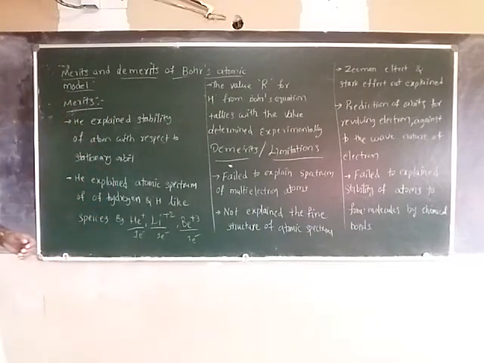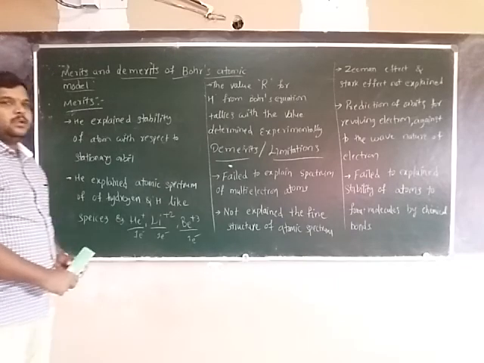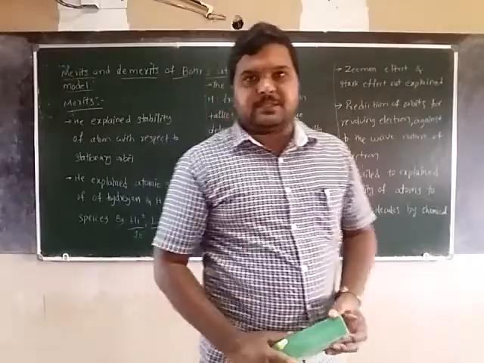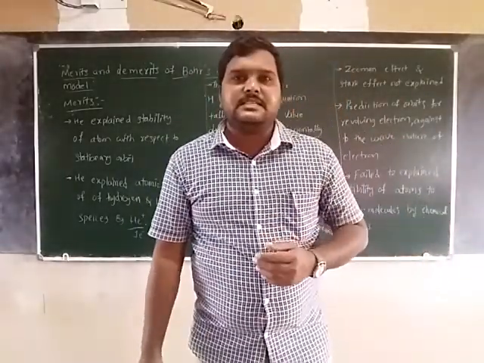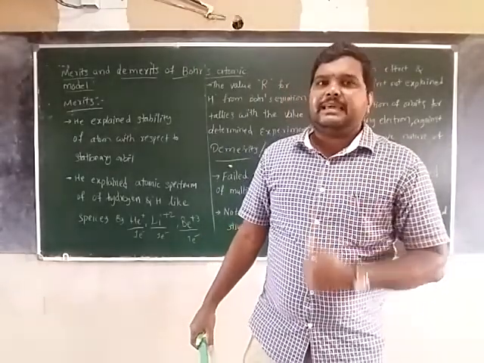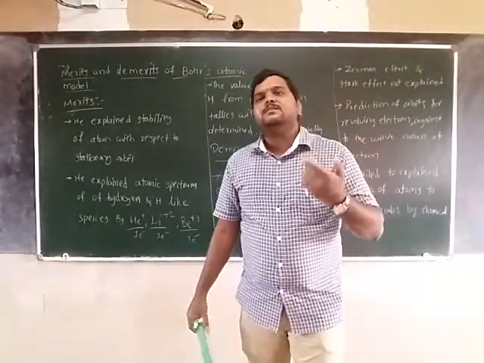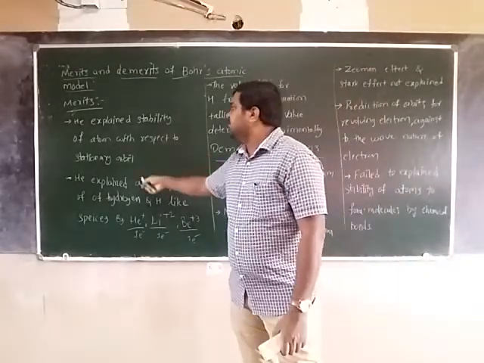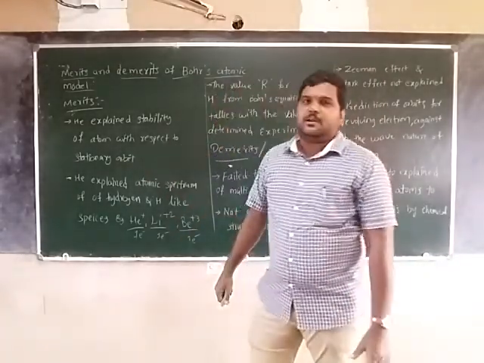And we see that it explained the stability of the atom with respect to the stationary orbits. While the electron is present in a particular orbit, it neither loses energy nor gains energy. So that is called a stationary orbit. So it explains the stability with respect to the stationary orbits.